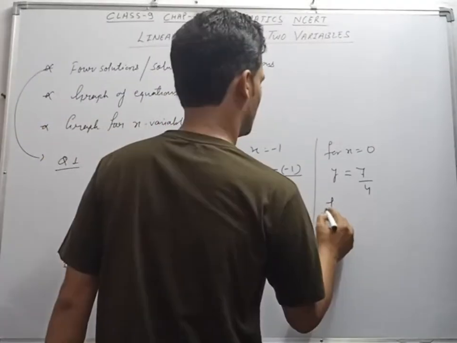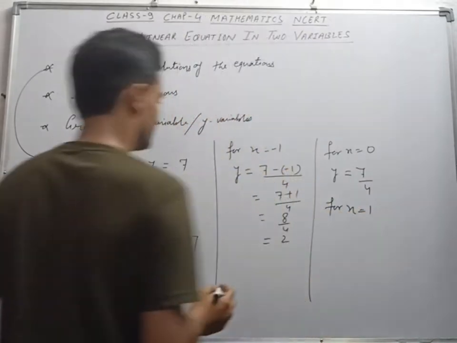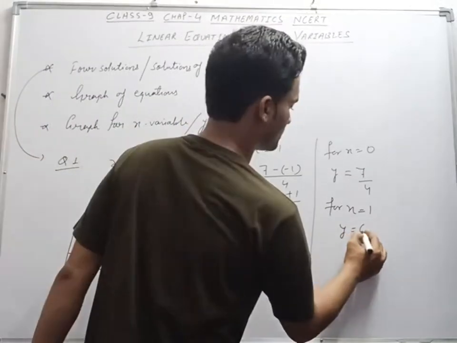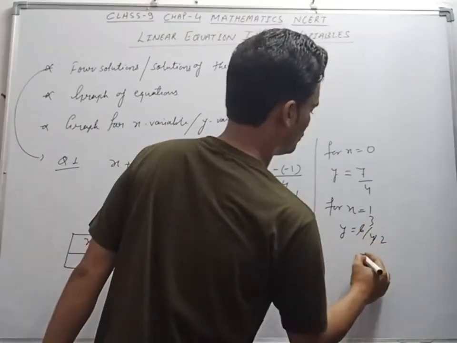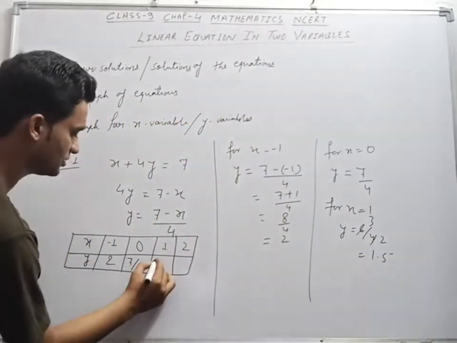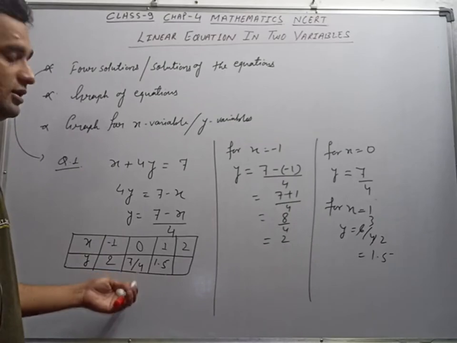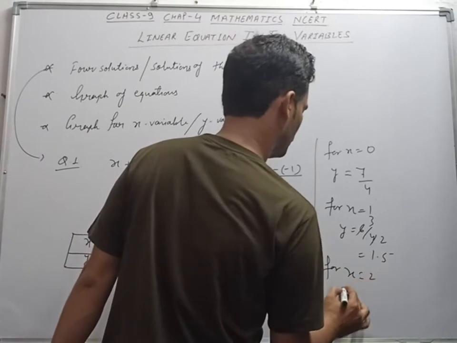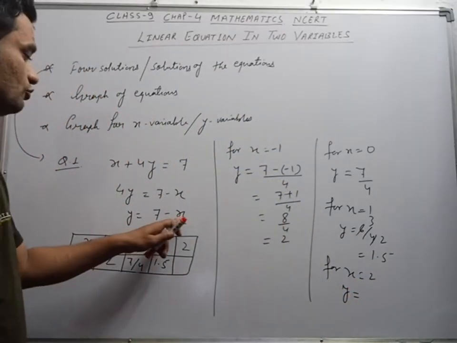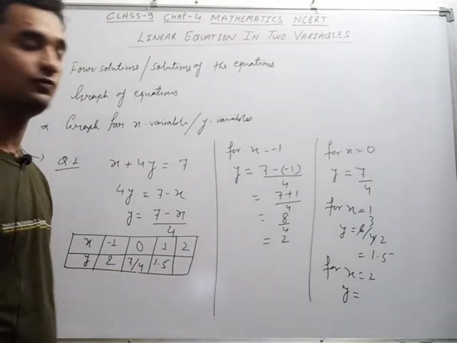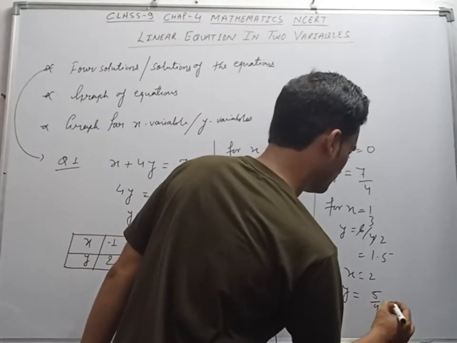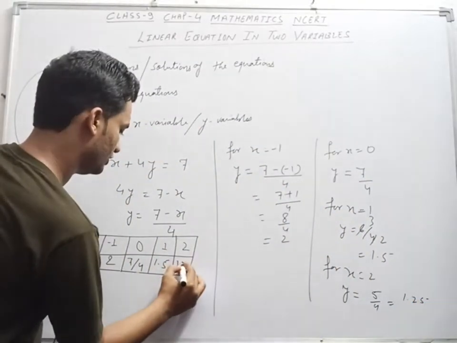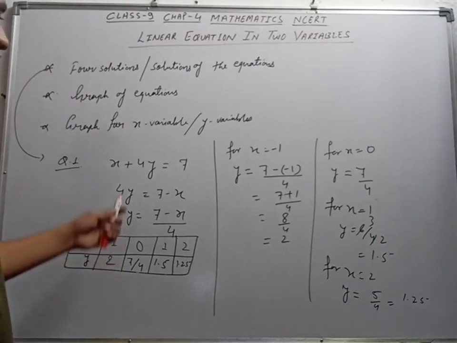The third, for x equal to 1. If I put x equal to 1, 7 minus 1 is 6 by 4. So y will be 6 by 4, 3 by 2, which is 1.5. Again I am telling, you can find it also in decimal. And for x equal to 2, y will be 7 minus 2, 5 by 4, which is equal to 1.25. So this will be your solution for this equation.